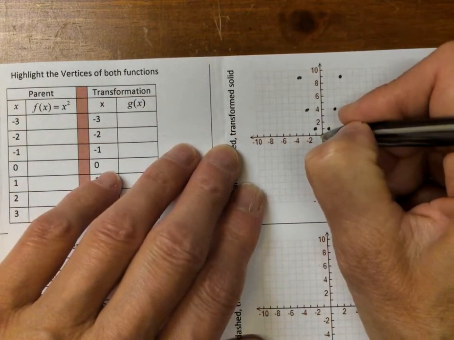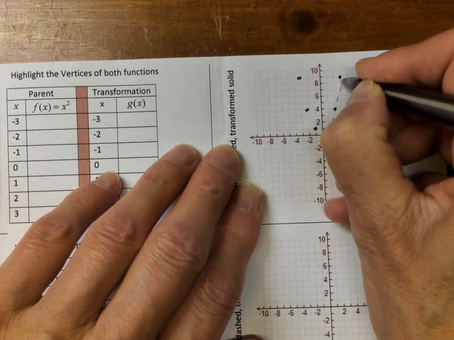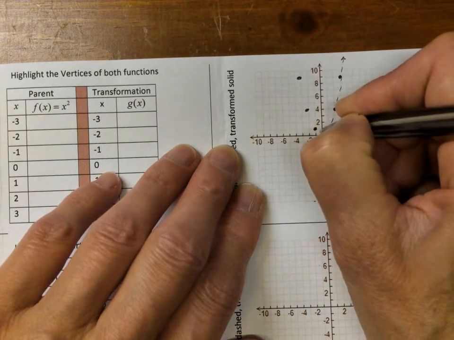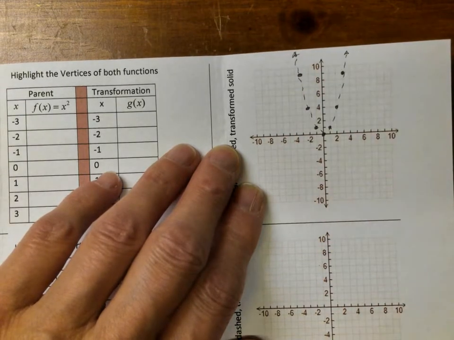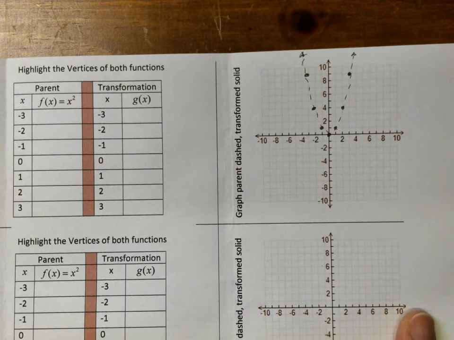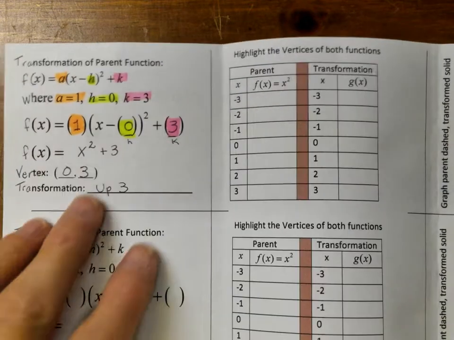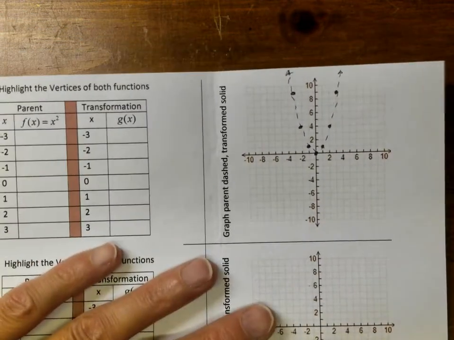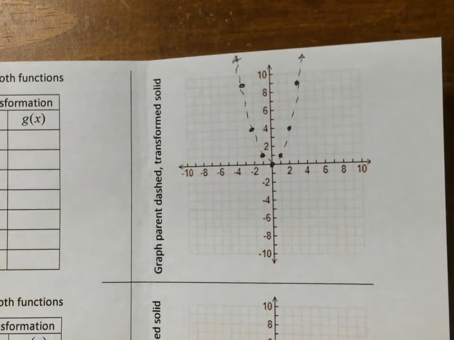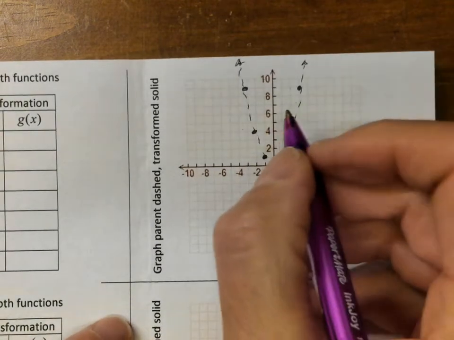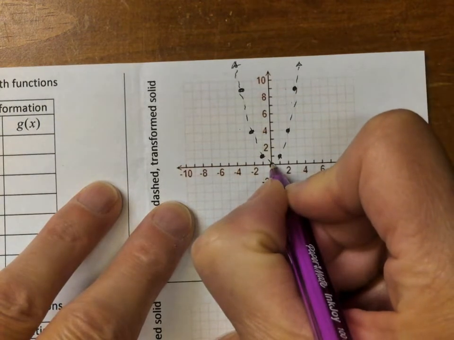And then I'm going to go ahead and dash in the parent function. So remember, we're always comparing to the parent. So this time I'm going to do things a little differently because it's kind of easier. I know that my function went up 3. So that means I can simply go from my parent and go up 3. So I'm going to do this in a different color pen. I'm going to go from my vertex, I'm going to go up 3.